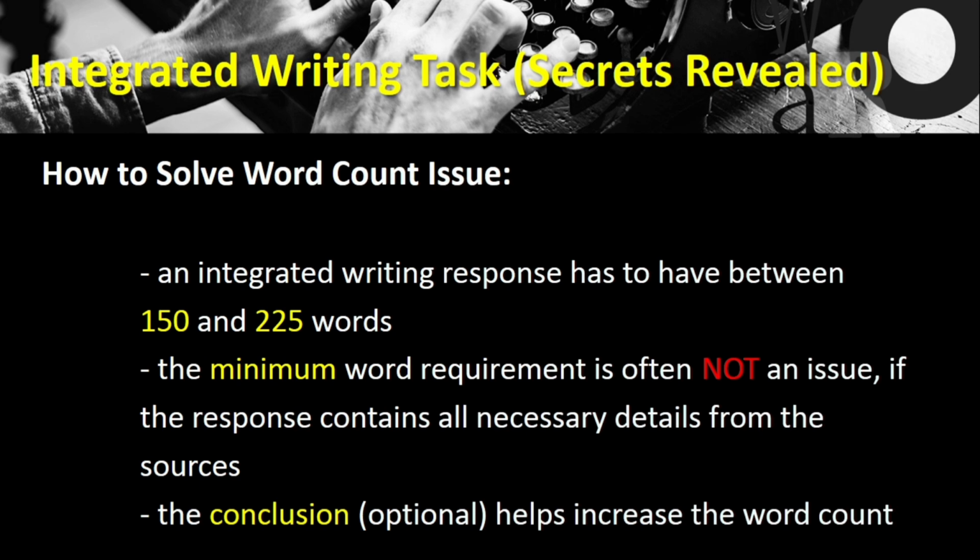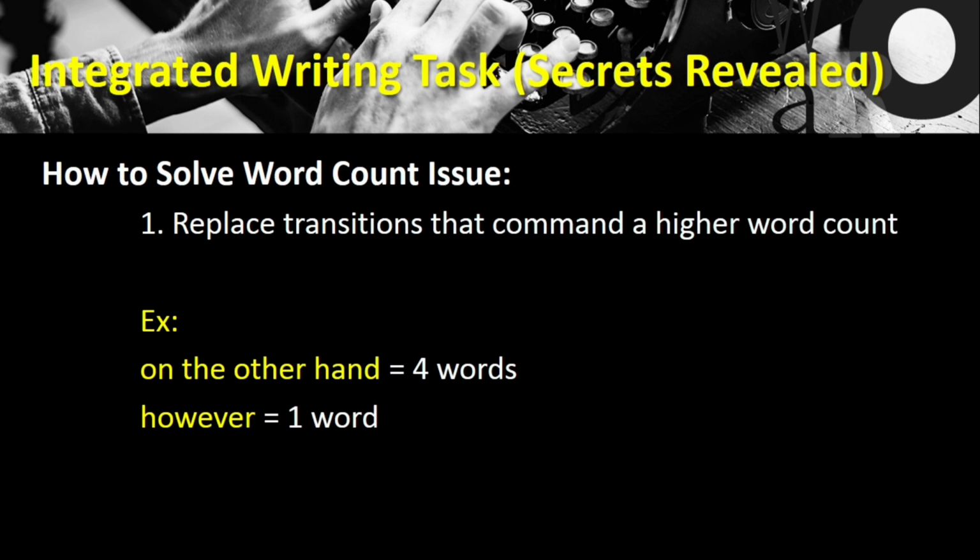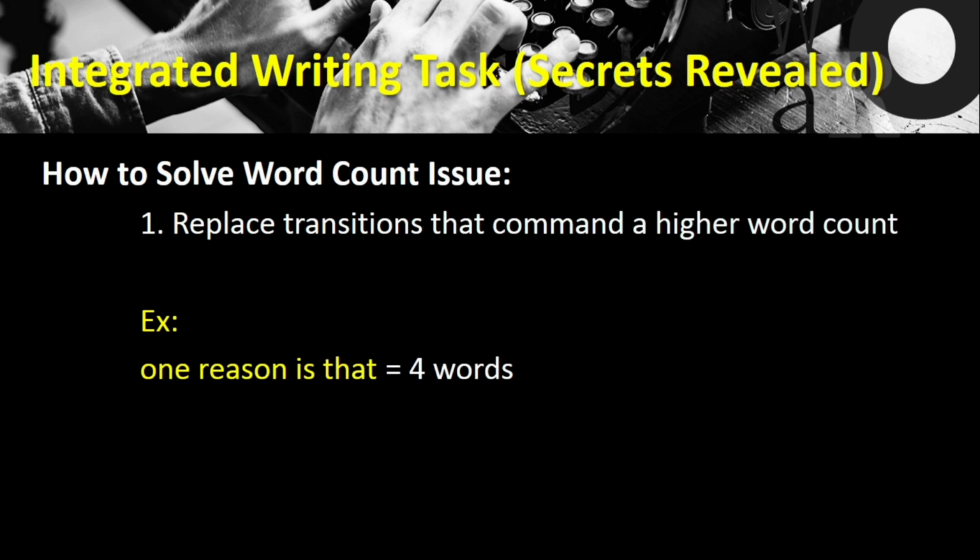And so, if you need to cut down on word count, the first thing to do is to replace transitions or expressions that would command a higher word count. For example, instead of using "on the other hand," which obviously counts as 4, why not just use "however," which would only count as 1? Instead of using "one reason is that," which again counts as 4, use the transition "firstly."